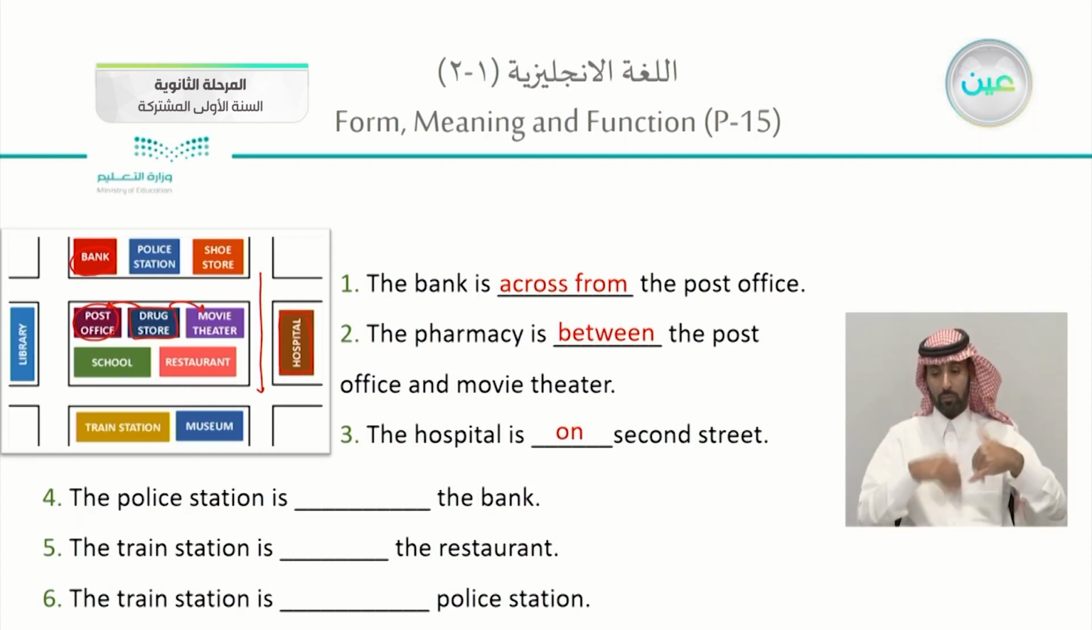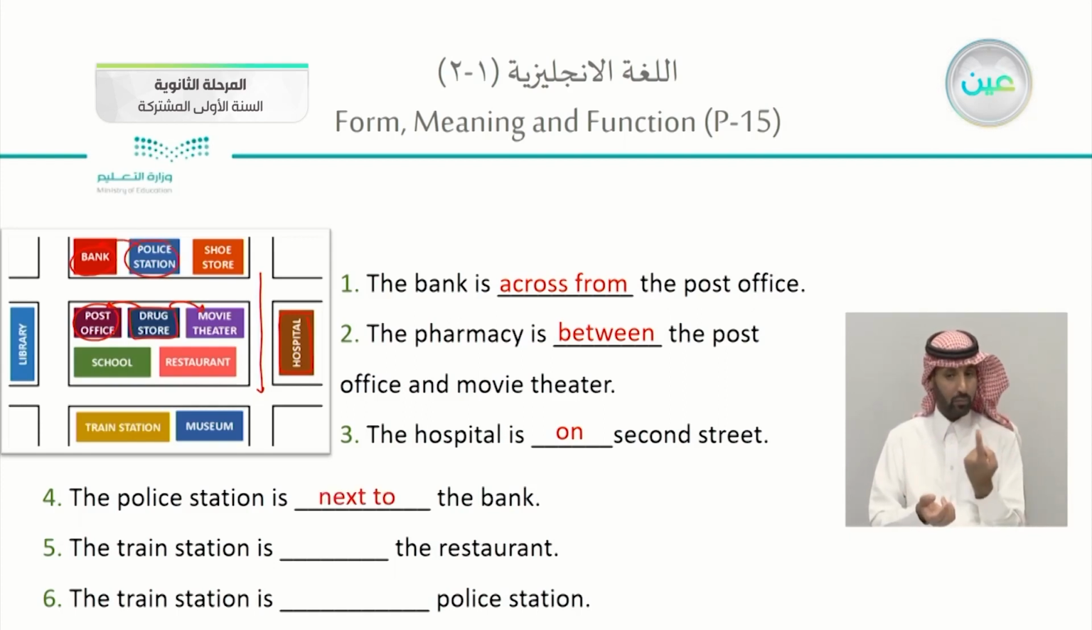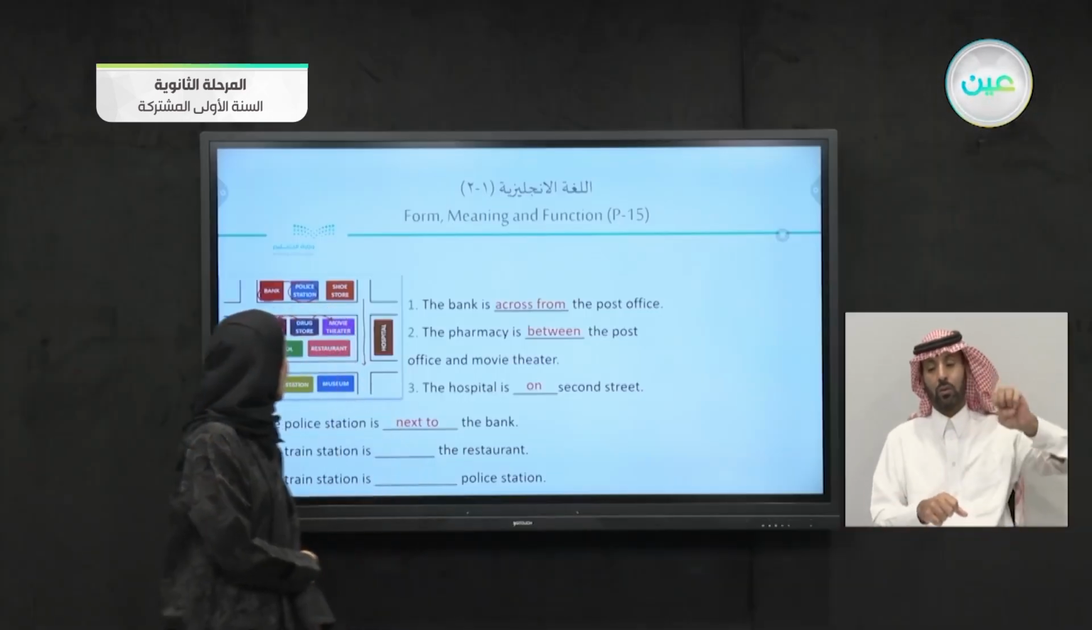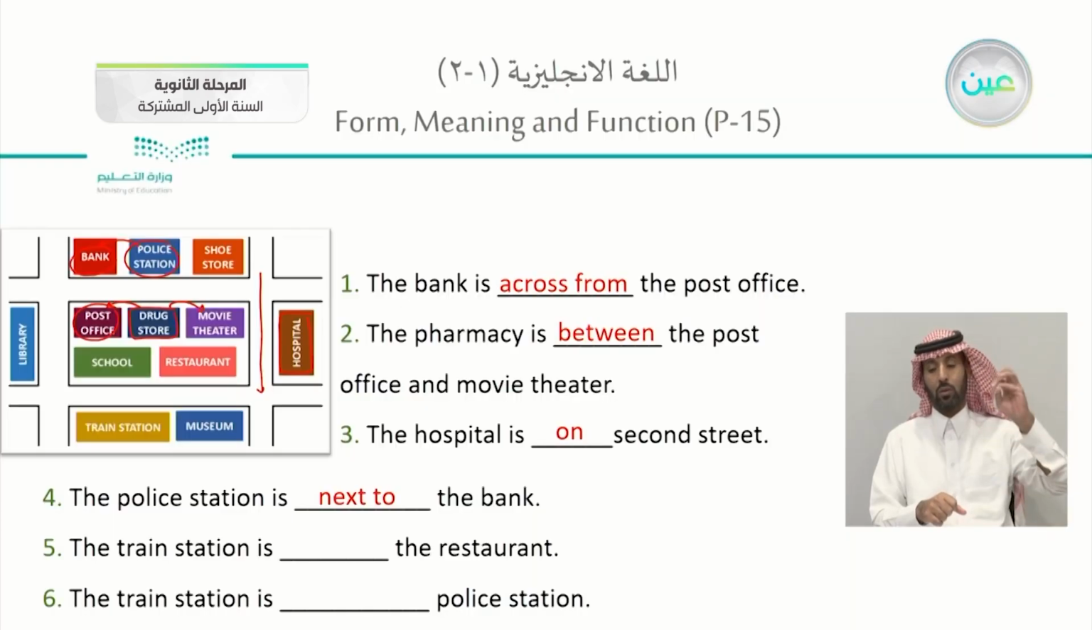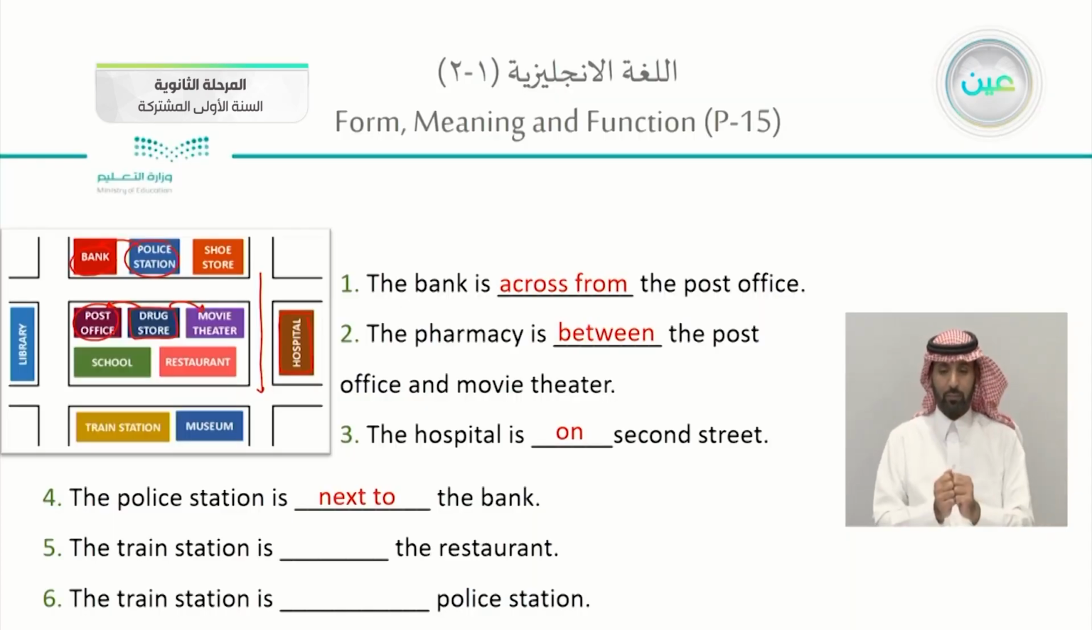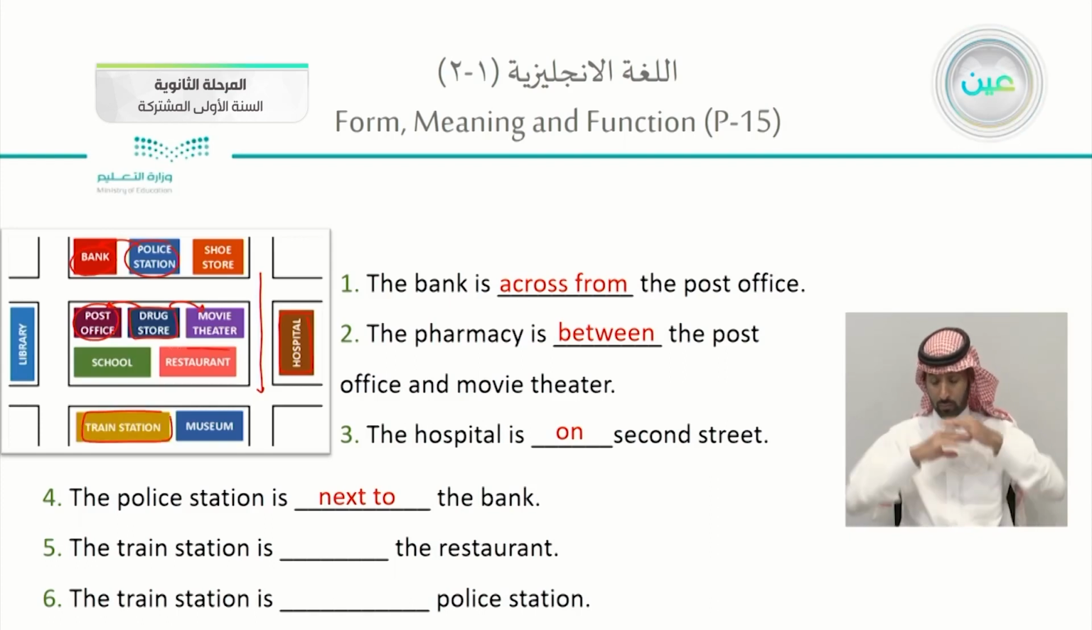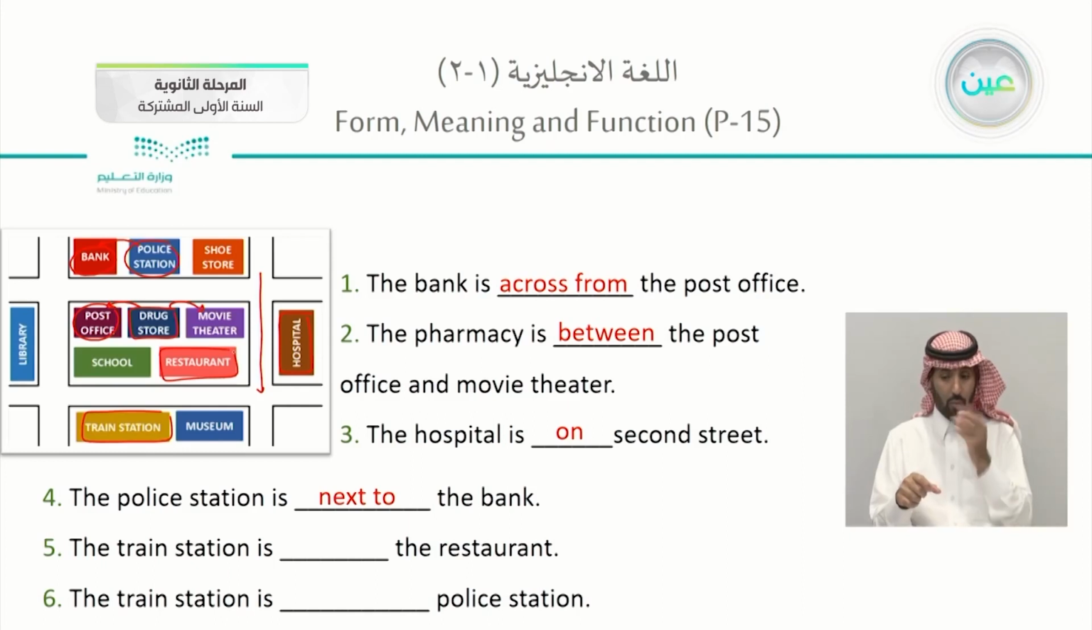How about the police station and the bank? Here is the police station, and here is the bank. Where is it? It's actually next to, side by side. You can say that the police station is next to the bank, and it's also next to the shoe store. How about the train station and the restaurant? Where is the train station? Here is the train station, and here is the restaurant. Is it far away from there? It is actually near it. You can walk from here to there.